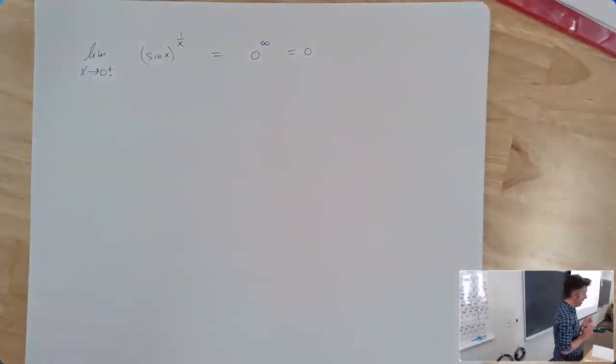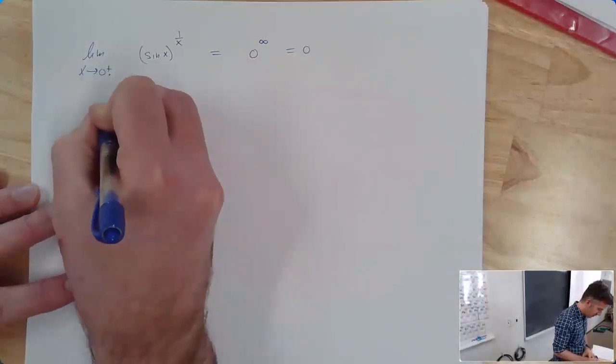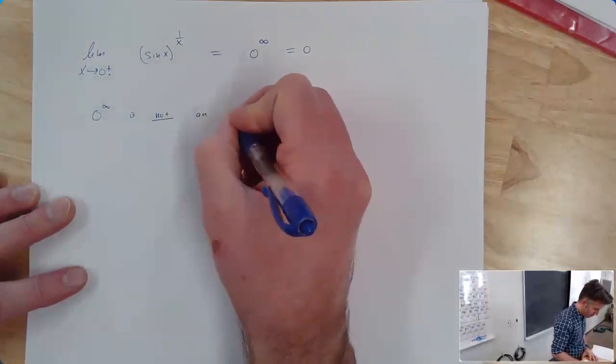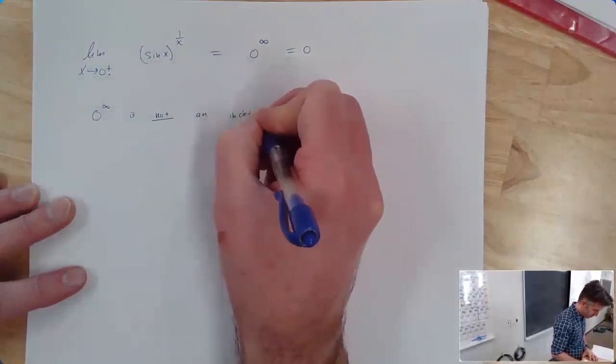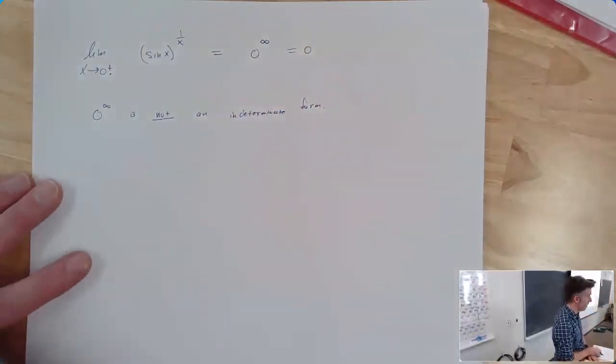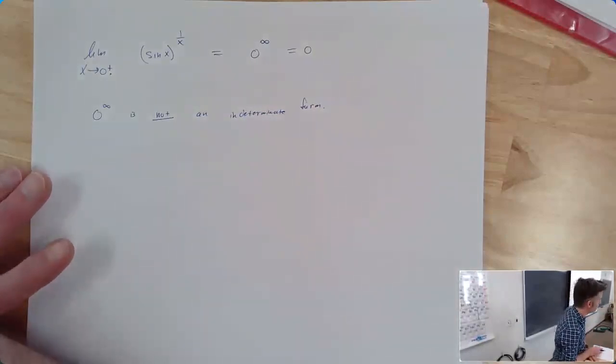So I want to really stress 0 to the infinity is not an indeterminate form. You can totally just evaluate it by saying 0 to the infinity power is 0. And that's totally fine.